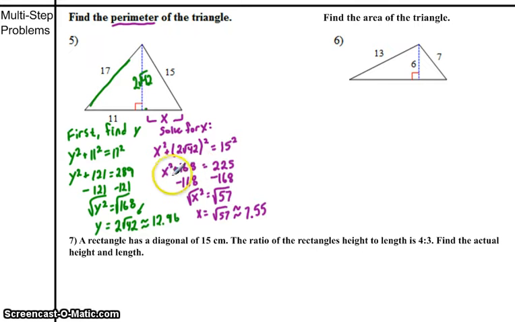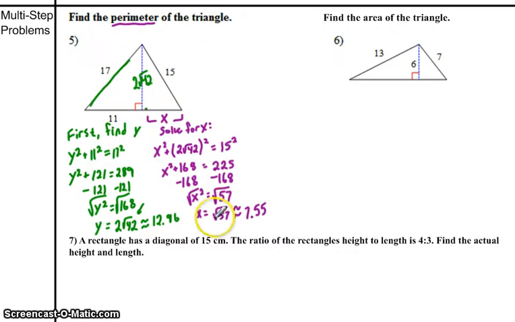In any case, I have x squared plus 168 equals 225. Subtract 168 from both sides. I get x squared equals 57. So x equals the square root of 57, or 7.55 if you're using a calculator and rounding to a decimal.